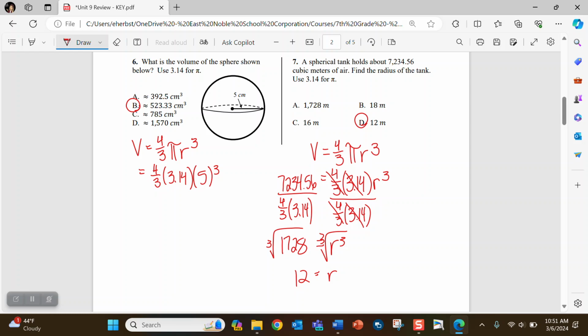Number 7, we're working backwards. We're given the volume and we're asked to find the radius. So I plugged in 7,234.56 for the volume. I have 4/3 and 3.14, and I don't know the radius. I went ahead and divided both sides by 4/3 and by pi.